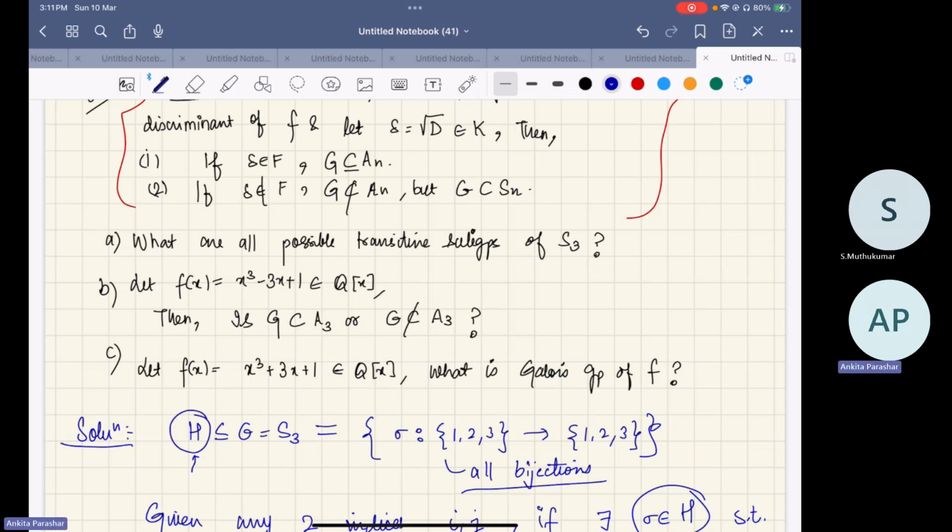Yeah, so first of all, let's recall the definition of the Galois group of a polynomial. What is that? So here, what is the meaning of this G, which I'm writing as Gal(F)? Gal(F) is Gal(K over Q), where K is the splitting field of the polynomial F. Yeah, right.